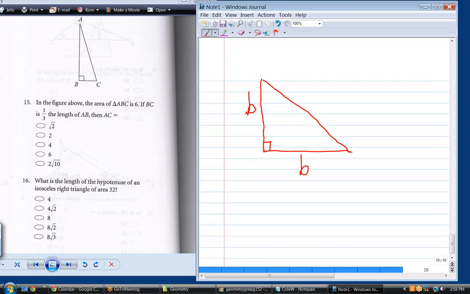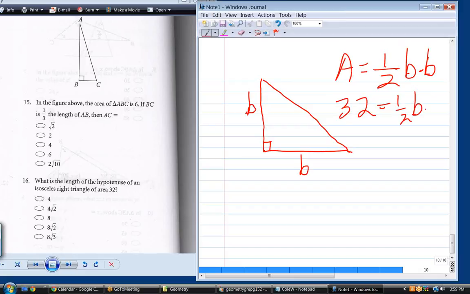Well, they want the hypotenuse. But in order to get the hypotenuse, we're going to have to first solve for B, because we don't have an equation that relates the area to the hypotenuse. We do have this equation, one half base times height, which is, we know, the same as B. So I'll be able to solve for B using this. The area is 32.